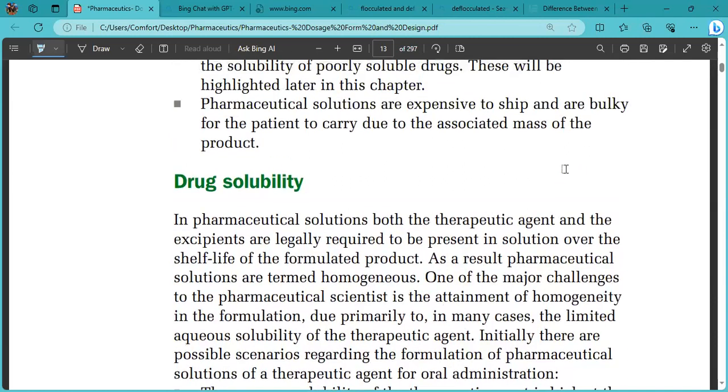solutions, pharmaceutical solutions. And then I'm going to quickly take you through suspensions.